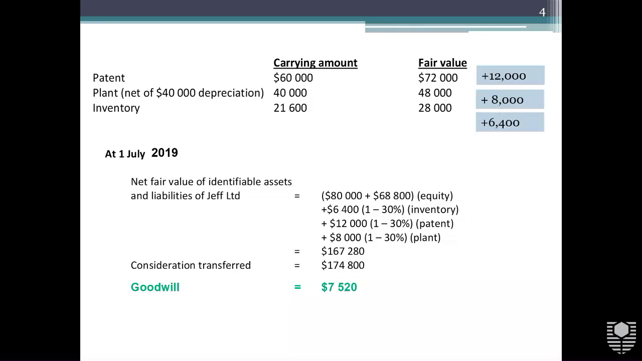All right, so that's step 1. That's your acquisition analysis. We've identified that we've got goodwill of 7,520. Step 2 is we've got to take those valuations here and we have to prepare our business combination valuation entries. So we're going to have an entry for inventory, the patent and the equipment, the plant and equipment, and we're going to have an entry there for goodwill. So just go slow so you get it all down.